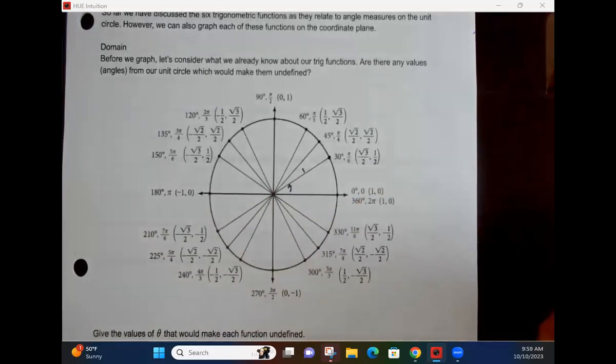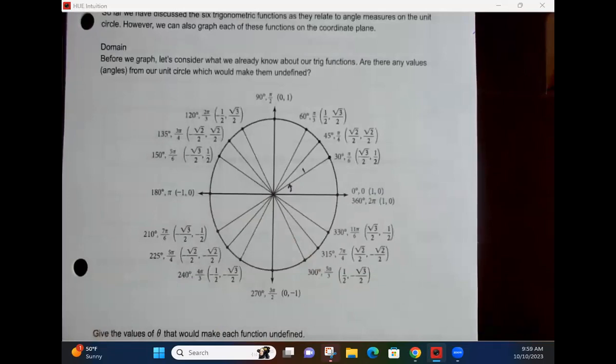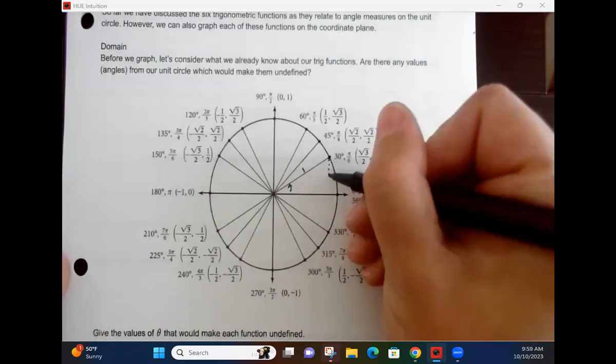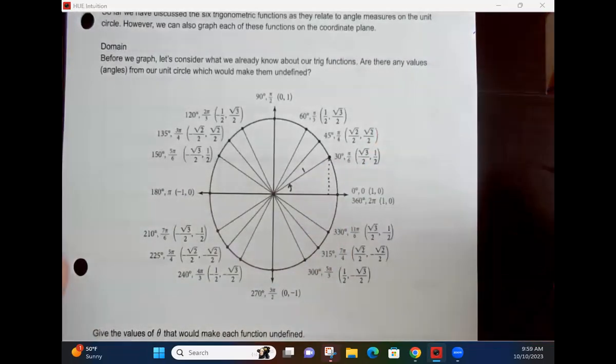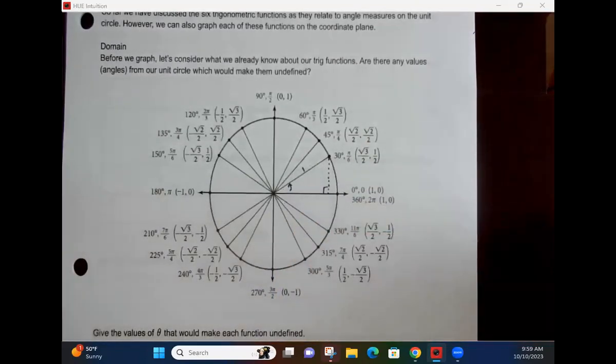And again, last week we talked about how all of the coordinates that we're seeing here can relate back to, if I were to drop a side down to the x-axis and form a little right triangle, segments from our special right triangles, our 30, 60, 90 triangles, and our 45, 45, 90 triangles.